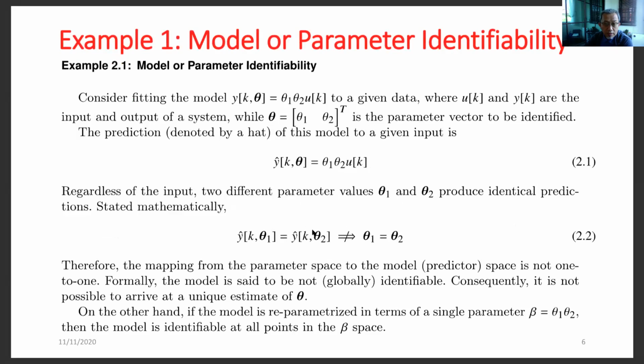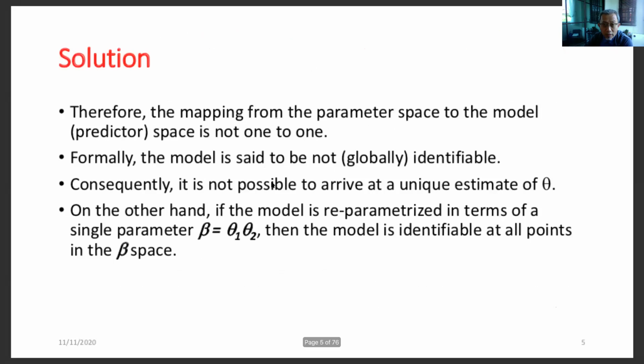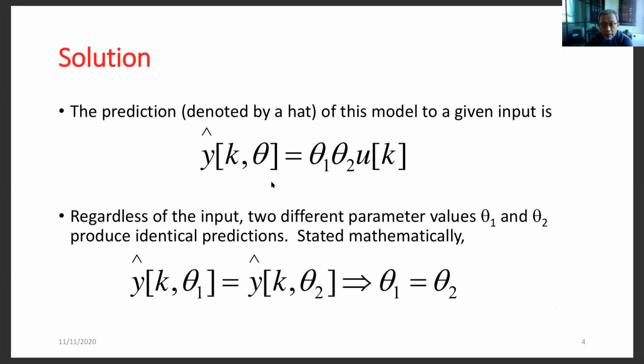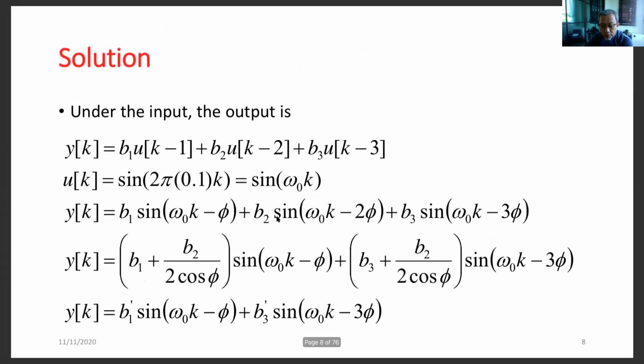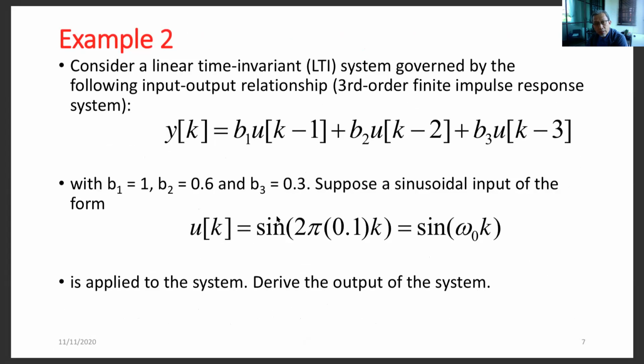So this is the detail of example 2.1, which is available in the book chapter. Here I summarize it, and you can read more details in the book chapter that is given. The second example considers a linear time-invariant system governed by the following input-output relationship, which is a third-order finite impulse response system. In this case, this is a sample of an FIR, FIR meaning finite impulse response system.